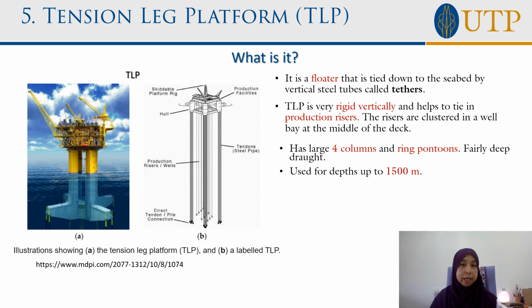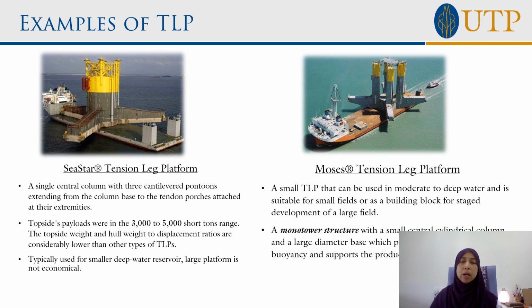Number five, tension leg platform, or we call it TLP. So TLP is like a floater, and it is supported by tethers at the bottom of it. And normally it has four big columns, and it will also be made using pontoons in the ring type. So it can go deeper. It can go up to 1,500 meter water depth. There are some famous TLPs in the world that you can just Google. And these are two examples, by the name of Sea Star and Moses tension leg platform.